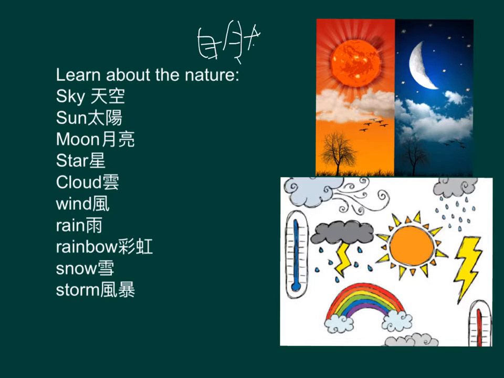Okay, so first word of course we have sky. Sky, and we have sun, moon, star. Oh, where's star? Oh, stars here. Star and cloud and wind and rain and rainbow and where's snow? Oh, snow is not here. And storm. Okay, so read after me.